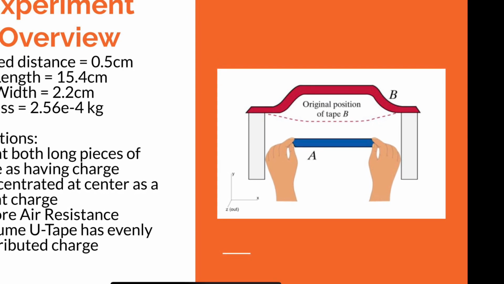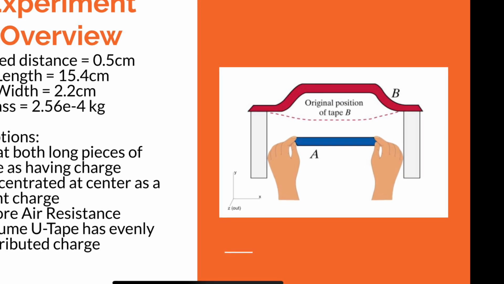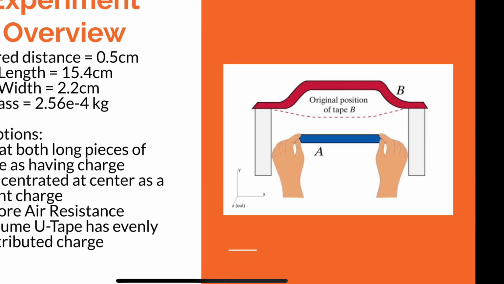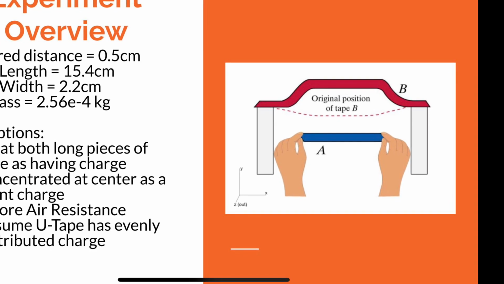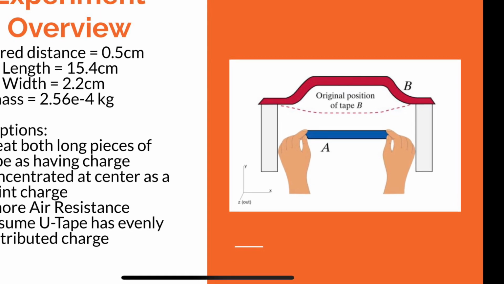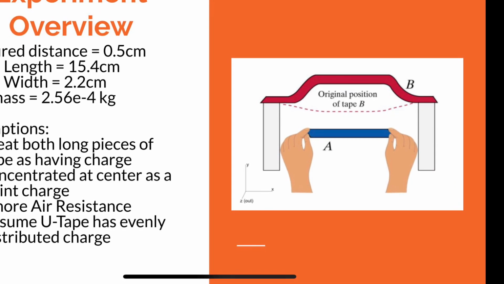A few assumptions that we will use in the experiment are treating both pieces of tape as having charge concentrated at the center as a single point charge, ignoring air resistance, and assuming that the U-tapes that are used to give these pieces of tape a charge have an evenly distributed charge.